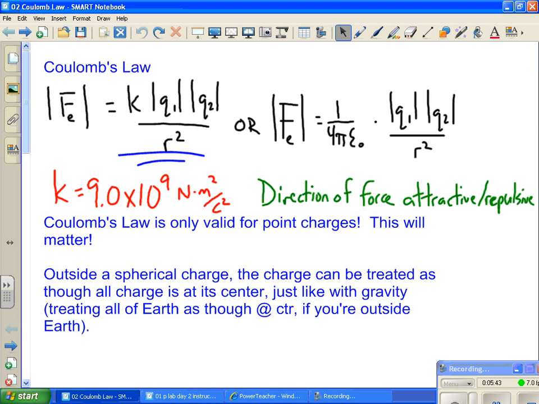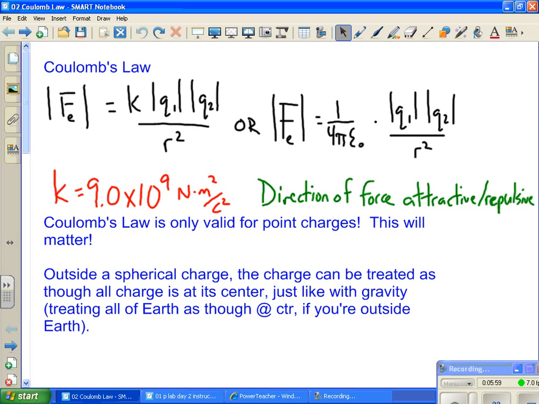Although we can, just like with Earth, when we're dealing with the gravitational pull of Earth on something, we don't worry about Earth's size and shape. Isaac Newton did the proof that you can treat it as though it's all that mass located at the center.